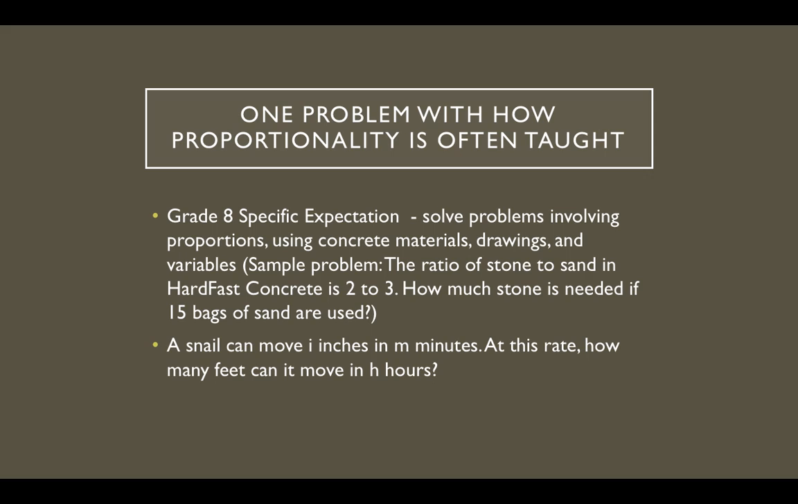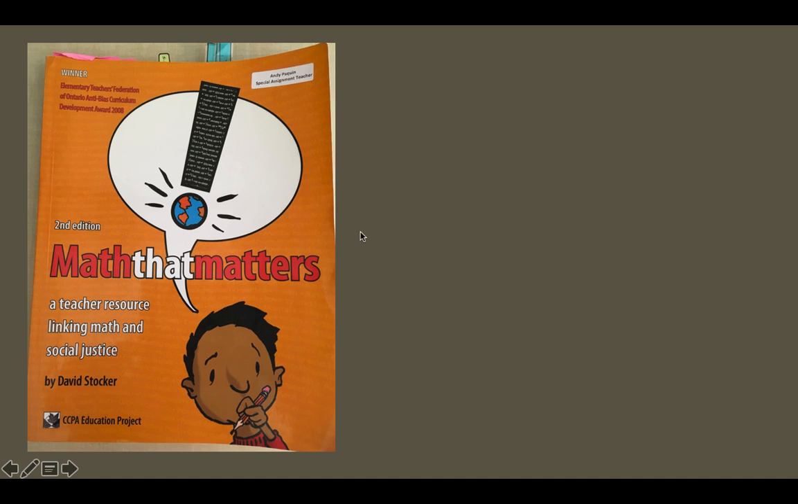Now, I chose this snail question specifically because years ago I was driving to work in the morning, listening to the CBC as I often do, and there was an interview happening, and the fellow who was being interviewed was this guy right here, David Stocker, and he was talking about this book which he wrote, which was new at the time, Math That Matters, and it really changed the way that I thought about teaching mathematics. This resource contains lessons that use mathematics as a tool to examine social justice issues.